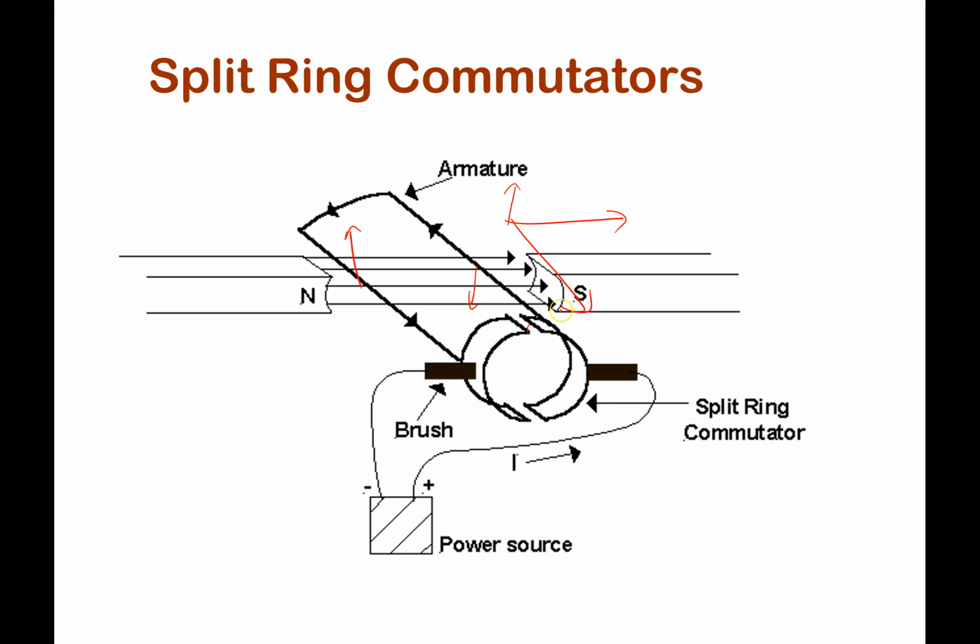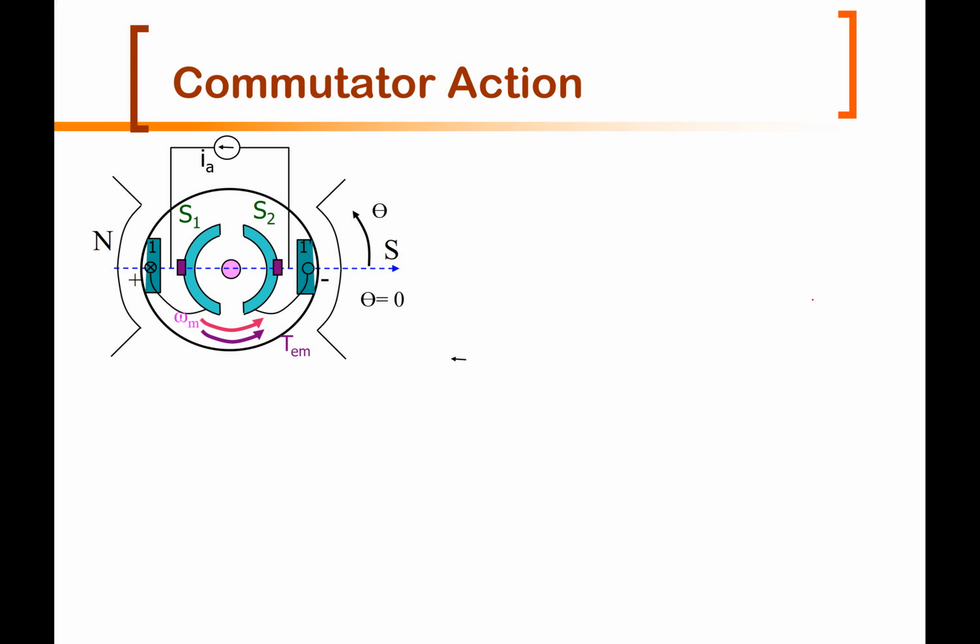As it turns, now remember the current goes this way and then comes this way. As this turns, this is side 1, this is side 2. When side 1 goes over to this side, then the current would go into side 1 and up this winding, which would now be on the other side. So let's look at it progressively.